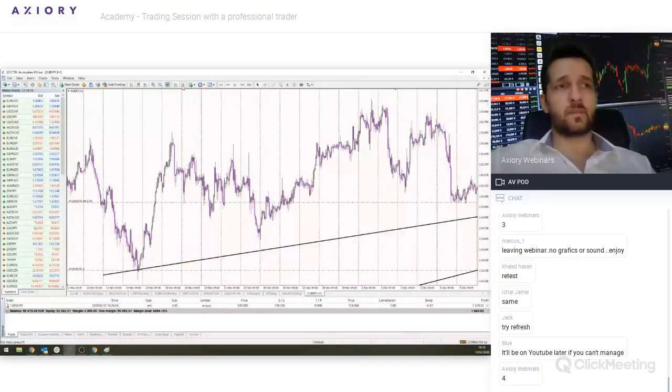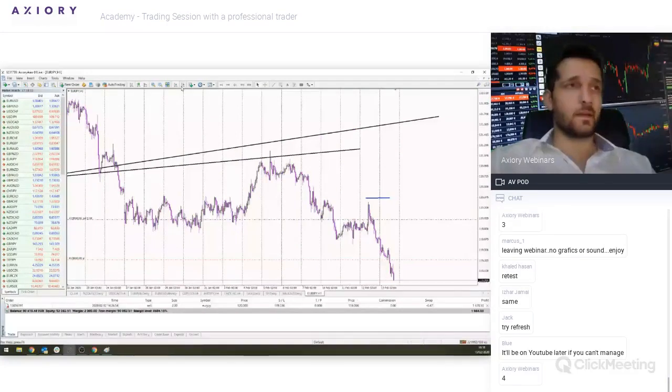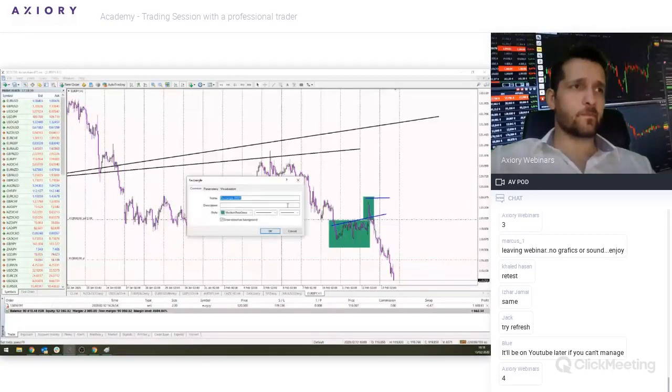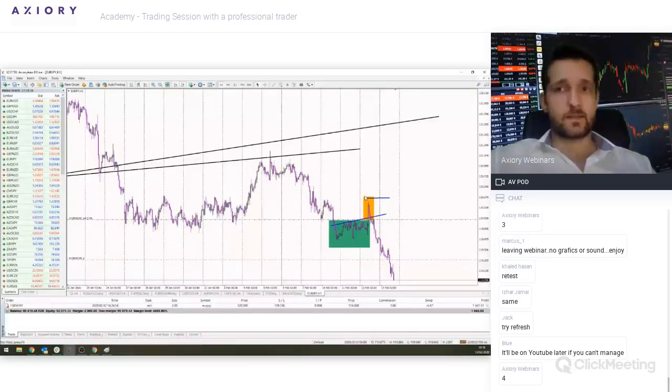Fifth reason why I opened this position. I give you a hint. This, and this. My friends, please, I'm looking for your answer. What's this? The green. What is a green rectangle?